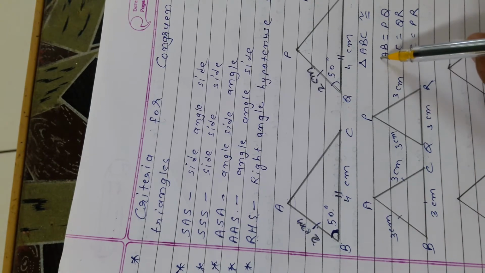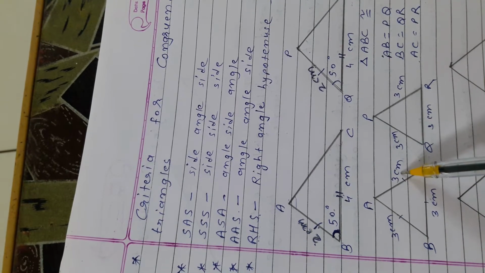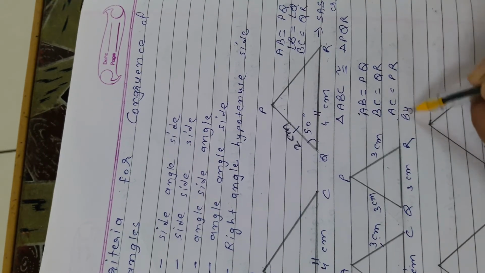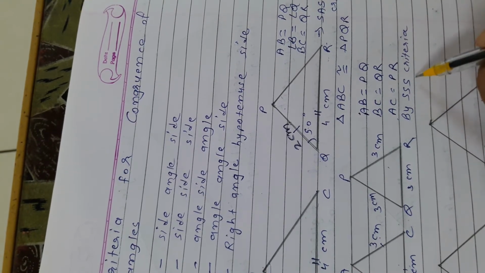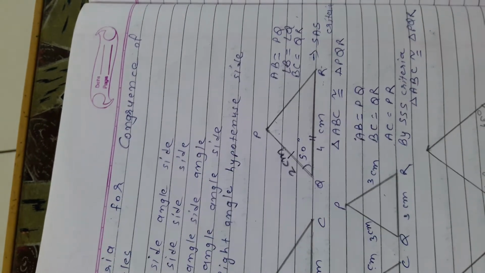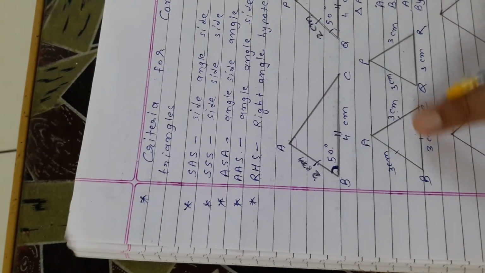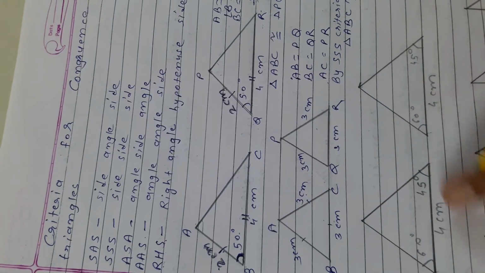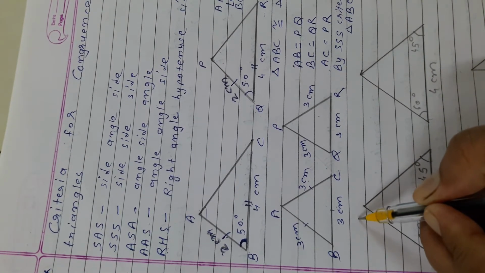So that is side. So by SSS criteria both the triangles are same. Therefore by SSS criteria both the triangles ABC and PQR are congruent. So it is called side side side criteria.